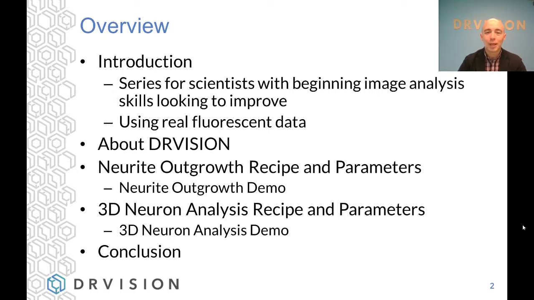And then, of course, we'll get into the meat of the presentation with a 2D neurite outgrowth example. We'll talk about the recipe and the various parameters, and we'll give you a demo on how that actually works in our software. And then we'll move on to a really cool 3D neuron analysis application. We'll talk about those recipes and parameters and give you a demonstration on how to do that both with automated approaches and with a manual approach.